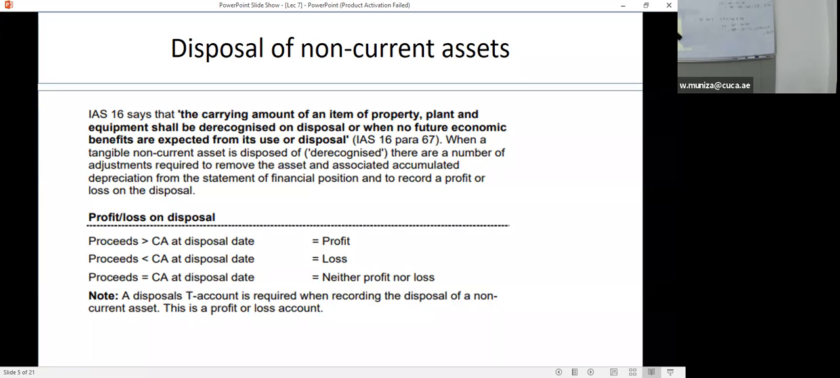We are going to de-recognize its cost. We are going to de-recognize its associated accumulated depreciation. We are going to record the profit or loss on its disposal. Got it? So these three things are going to be happening at the disposal time of a non-current asset. My dear students, whenever the asset is going to be disposed of, a separate ledger account is going to be opened immediately. That is known as disposal account.